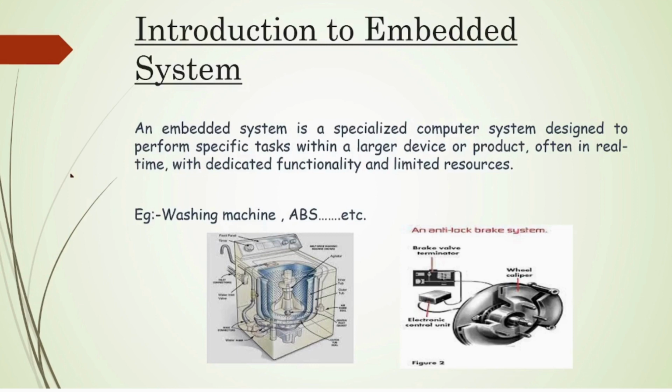An embedded system is a specialized computer system designed to perform specific tasks within a larger device or product, often in real time. Examples are a washing machine and ABS, where the washing machine uses an embedded system to wash clothes and give the output, whereas ABS is an anti-lock braking system which is used in vehicles for safety.